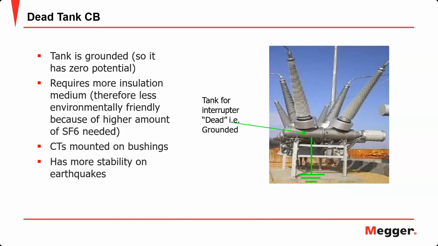On the other hand, we have the dead tank circuit breaker. It has a grounded body, so zero potential between the body and the ground. That's why it requires more insulation. Its CTs are usually mounted on the bushings of these circuit breakers, and this type of circuit breaker has more stability during earthquakes.